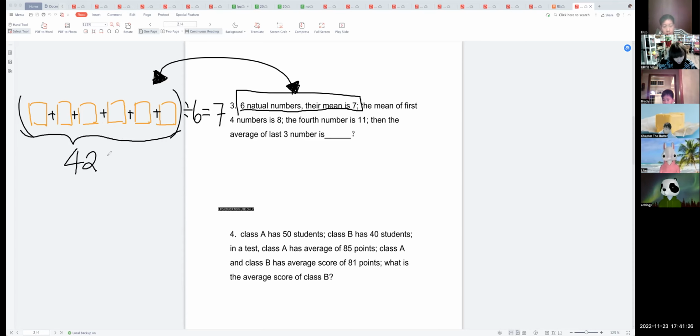Okay, Athene, when I'm talking to the rest of the class, it doesn't mean that you don't have to look at it. So Potato King, can you help me to explain this one? The mean of the first 4 numbers is 8. So technically the average of these 4 numbers equals 8. Very good. But how do you find these 4 numbers? You plus all these 4 numbers together, then you divide it by 4 equals 8. Very good.